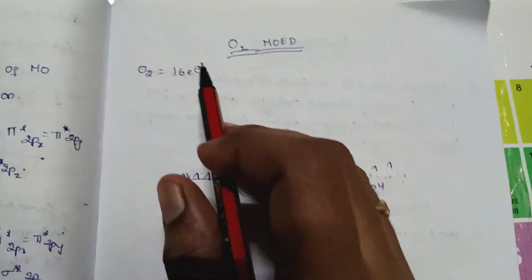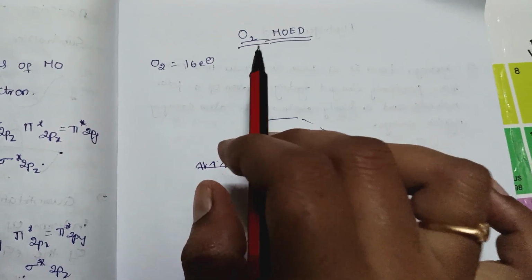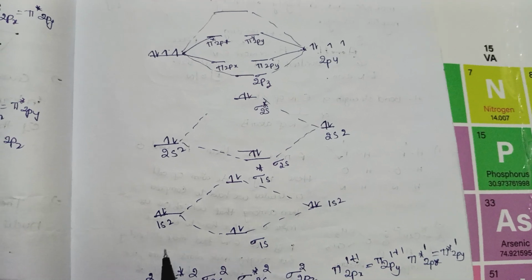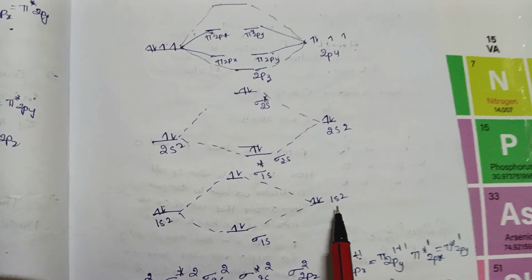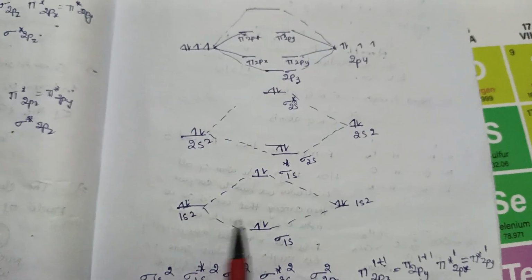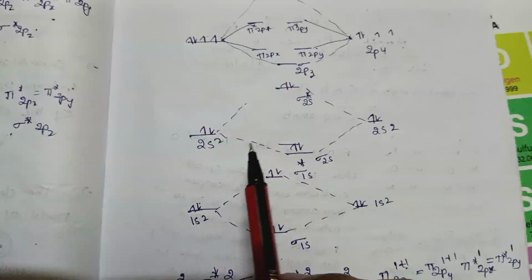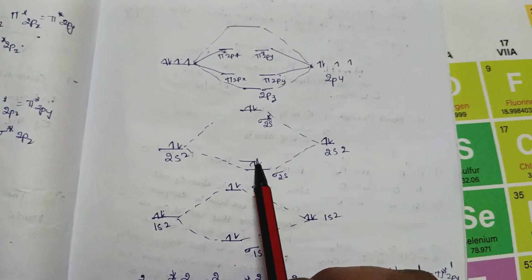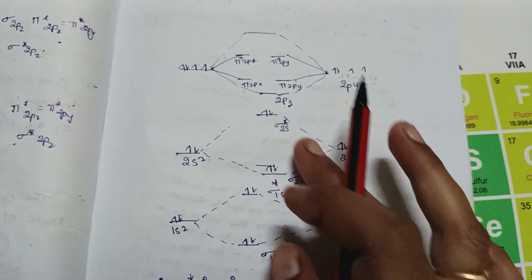If we take the O2 molecular orbital energy diagram, the O2 molecule has 16 electrons. It is more than 14 electrons, right? In the molecular orbital energy diagram for O2, these are the 1s orbitals. These two atomic orbitals combine with each other and form molecular orbitals. And these are the two s atomic orbitals, and these are the molecular orbitals.